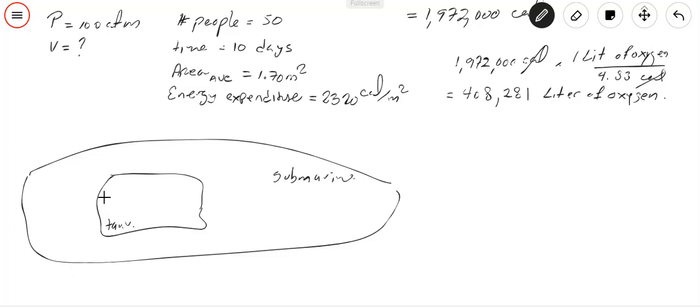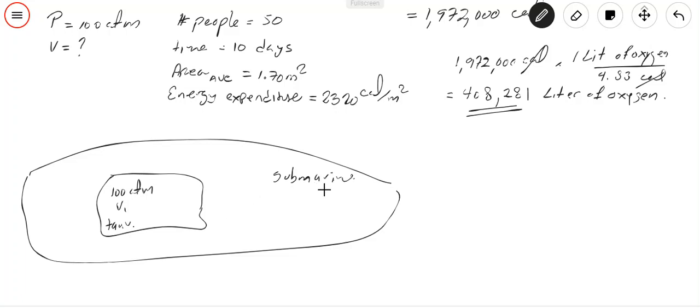What we know is that the pressure in this tank is 100 atmospheres. And what we want to find is just the volume of this tank that we call volume 1. The volume of this tank is going to depend on the volume of oxygen that we need, that is 408,281 liters of oxygen, just for these 50 people during the 10 days.